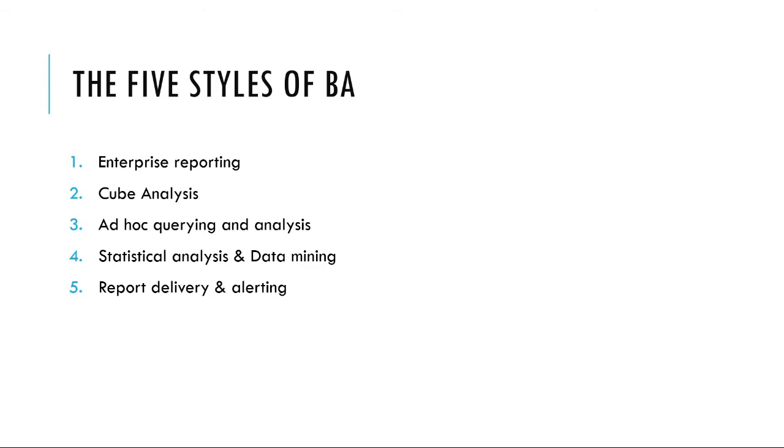Now let's discuss the five styles of BI. First, enterprise reporting. Enterprise reporting is broadly deployed, pixel perfect report formats for operational reporting and scorecards targeted at information consumers and executives. Cube analysis. Cube analysis is a type of OLAP slice and dice analysis of limited data sets targeted at managers and others who need a safe and simple environment of basic data exploration within a limited range of data.